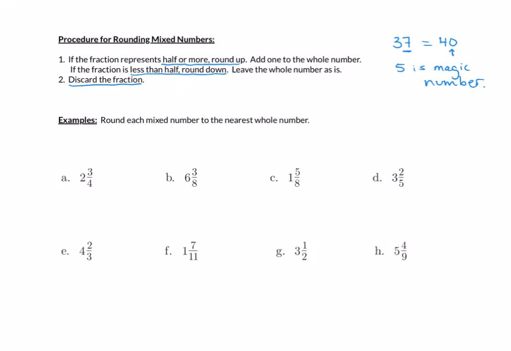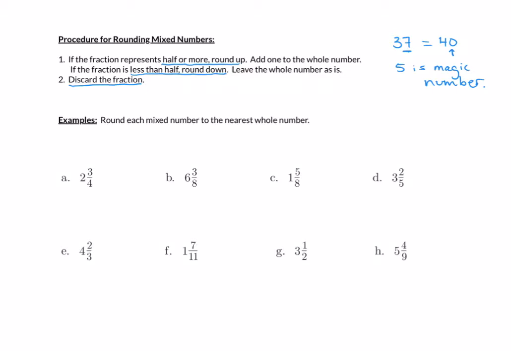Now when I look at fractions, think about having candy that you're splitting between you and your friend. If you have at least half or the majority of the candy, we're going to round up. We're happy. If we have less than half the candy, we are not happy, so we are going to round down.